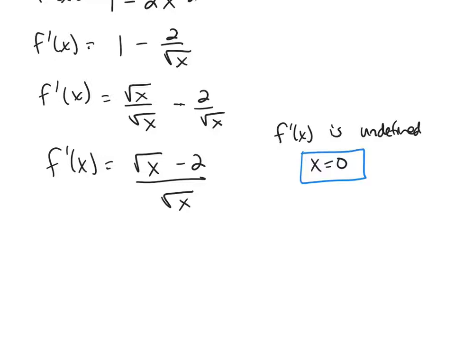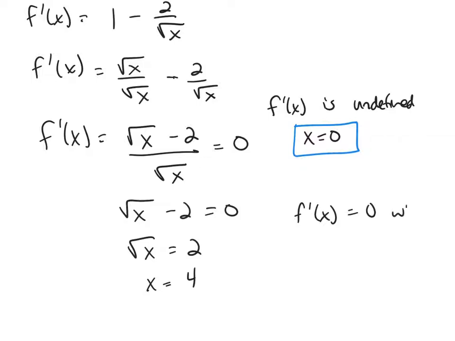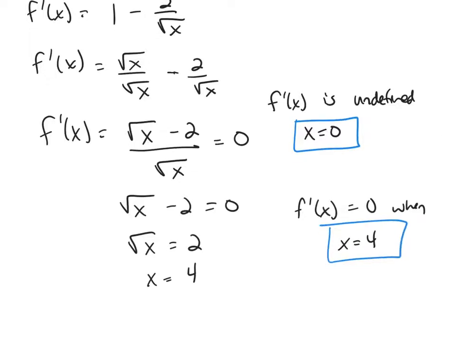And now, I'm going to set this equal to 0 and solve. Well, if it's 0, then the numerator has to be 0. Which means that if I square both sides, x would have to be 4. So my other critical number, f prime of x equals 0 when x equals 4. So I'm getting two critical numbers here, 0 and 4.